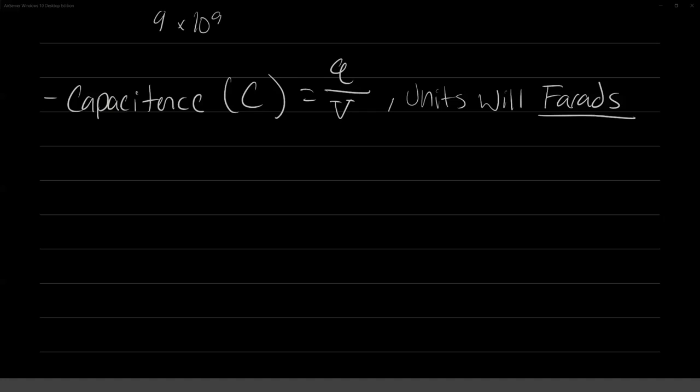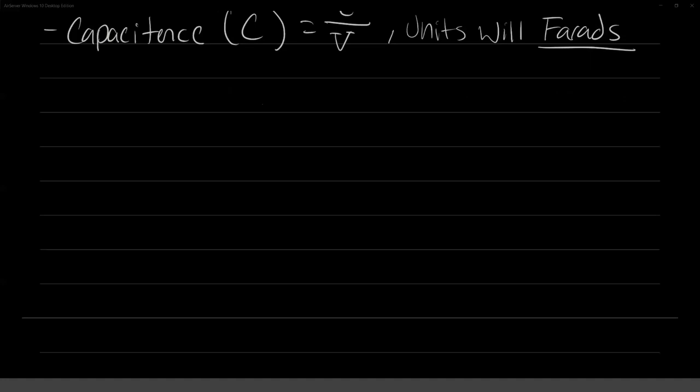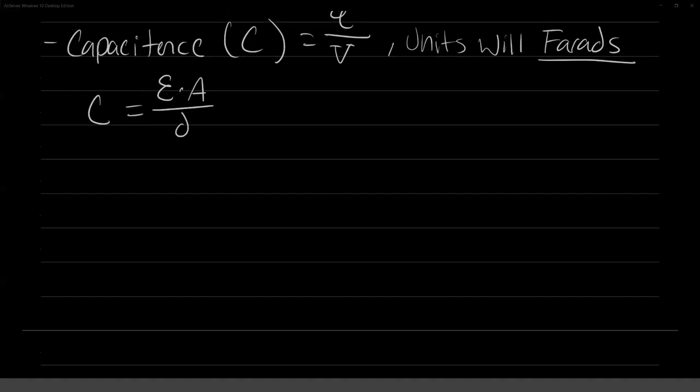It can also be another equation: C, for capacitance, equals epsilon times A, and I think A is area in this case, over distance. No, I think it is.